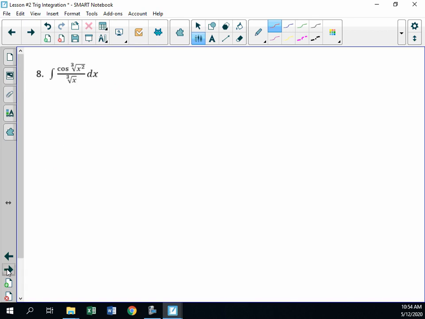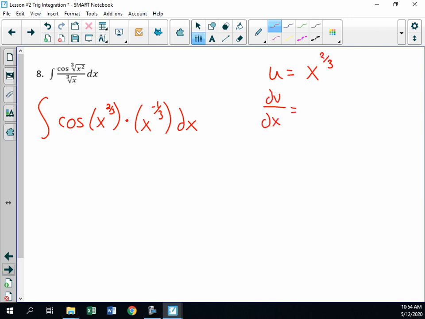Notice, what do you think we're going to replace here? Obviously, it's going to be my radical. I'm just going to rewrite this. And you can see that we have a product here. Now with this product, I'm going to replace my angle, which is x to the power of 2/3. And I'm going to take the derivative, which is 2/3 x to the power of negative 1/3. Dx is du over my x to the power of negative 1/3. We get 3/2 when we divide.